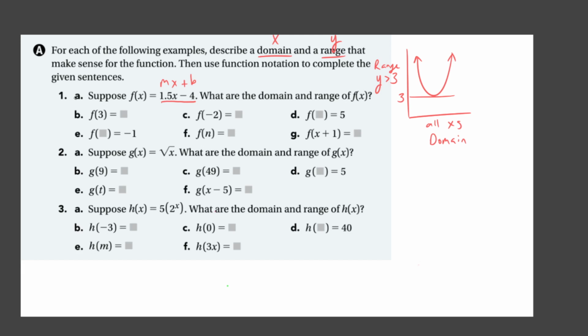So problems 1a, 2a, and 3a are asking you to describe what are the domain and range. We just did the first one. The very first one is y is equal to mx plus b. This problem goes off into infinity. So domain, all x's, and range is all y's. There's no limits. Everyone is included. Cool? That is just for the a's of each of these. We'll go through and do all the other letters now.